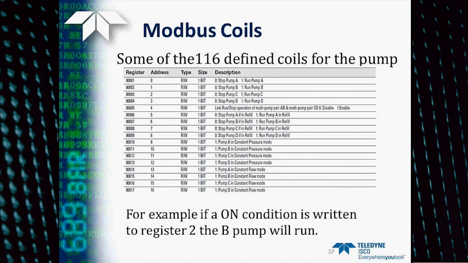So we have defined approximately 116 of these on-off coils for the pump. And these are functions like run, stop, refilling or not refilling, what mode the pump is in, and various things. So for example, if we wanted to run a pump, all we have to do is write an on condition or a 1 to register number 2, and that will start pump B running.